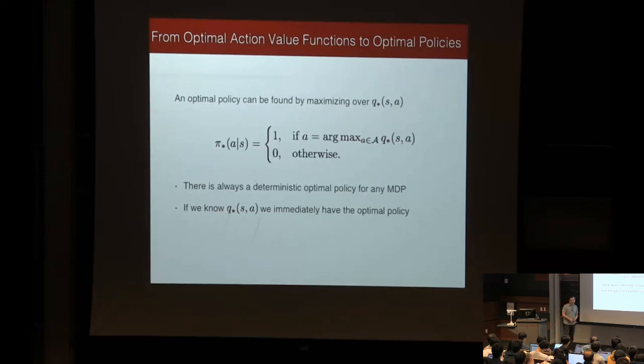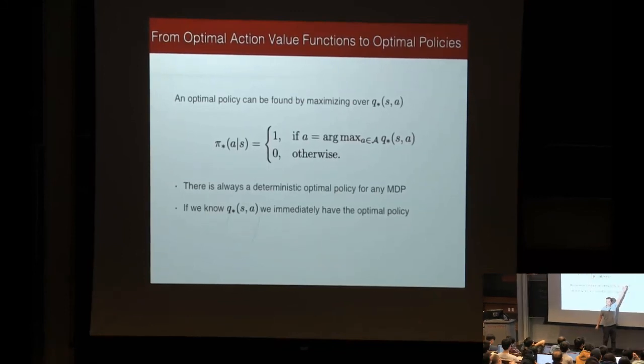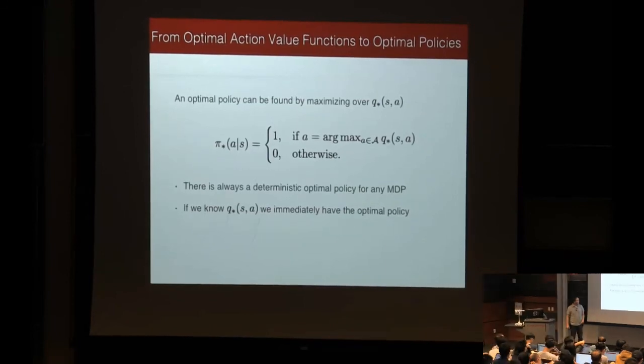And the optimal policy is actually very simple. It's basically saying, look at your Q function, look at the best action that maximizes the Q function, and that's your policy. Take this action, and zero otherwise. And there is always a deterministic optimal policy for any MDP. So if we know the optimal Q function, then we immediately know the optimal policy, right?